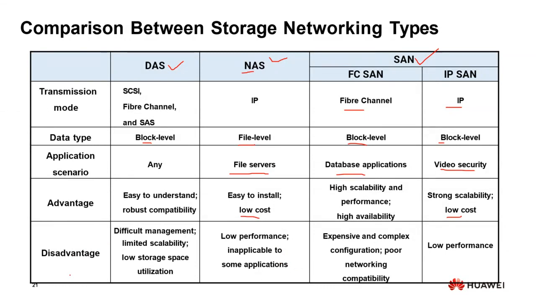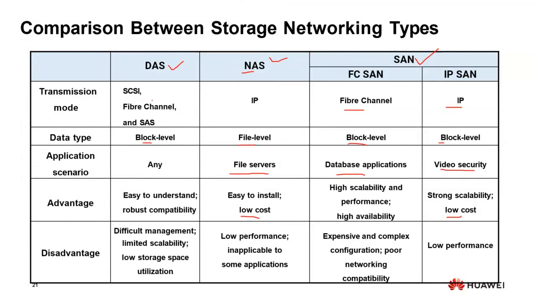These are the advantages. In terms of disadvantages, DAS is difficult to manage and limited in scalability, with low storage space utilization, while NAS has low performance and is inapplicable to some applications because it only works with files. So if you have videos and stuff like this, it may be difficult to manage. Files are only applicable, so it's limited and incompatible with some applications. The FC SAN is expensive and complex in configuration, with poor networking compatibility, while the IP SAN has low performance. That's the only disadvantage.